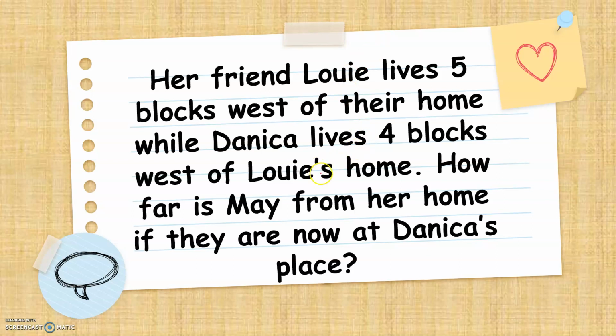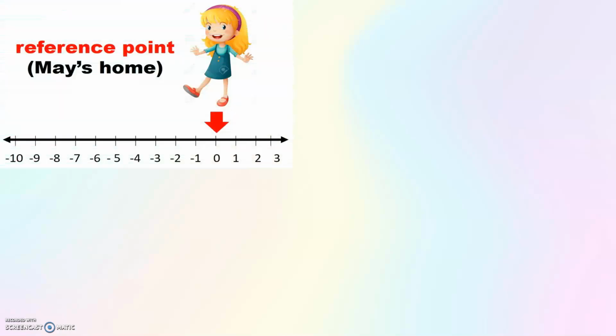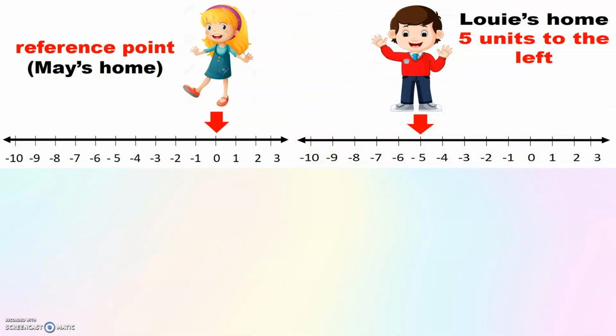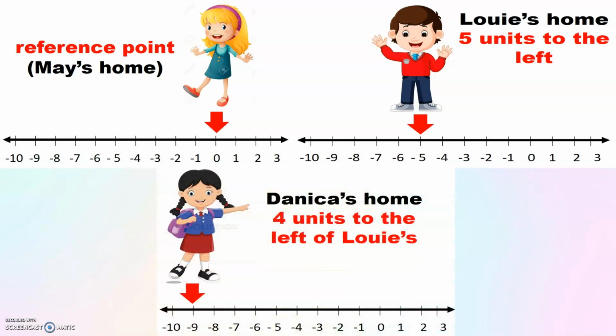Again, we are asked to find how far May is away from her home if they are now at Danica's place. So we have here the keyword from her home, which tells us that this will be our reference point. So using a number line, we'll have May's home as the reference point, and it will be located at 0 on the number line. In the problem, we're also given that Louis' home is 5 units to the left of May's home, while Danica's home is 4 units to the left of Louis' home.